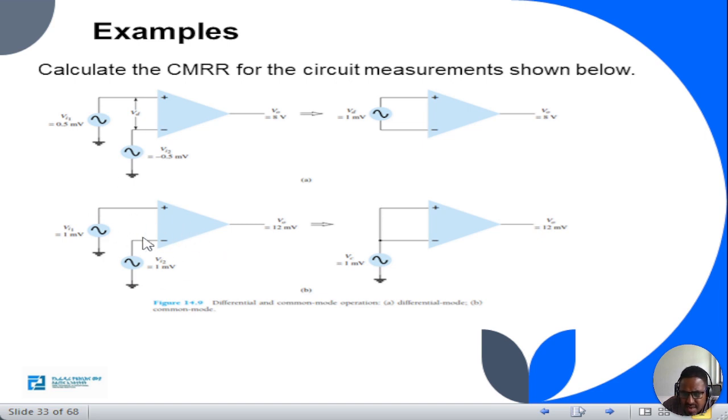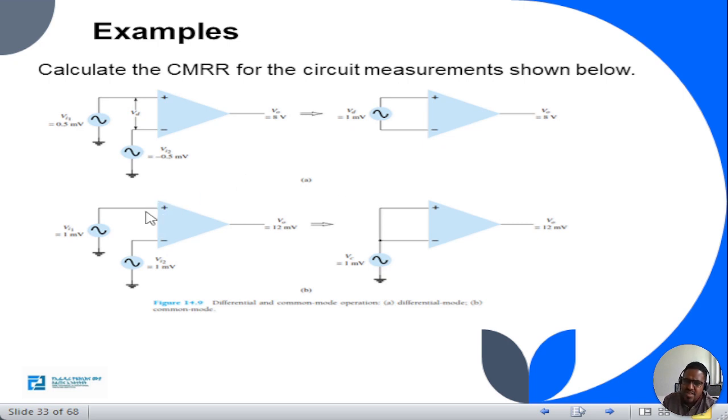Again, in the second circuit, it has a common mode. Both are positive 1 millivolt and 1 millivolt, and our output is 12 millivolt. So V common is 1 milli plus 1 milli over 2, that becomes 1 millivolt. So again, for this common mode we must get a common mode gain.